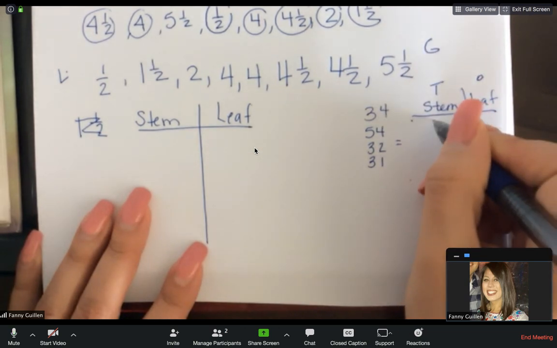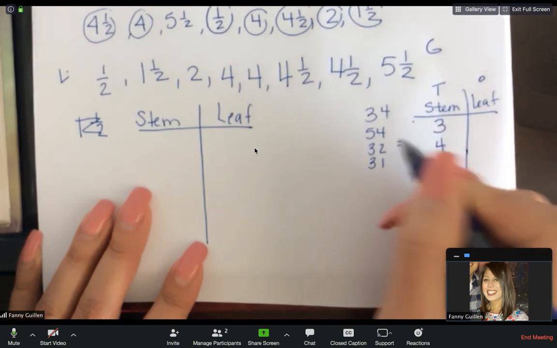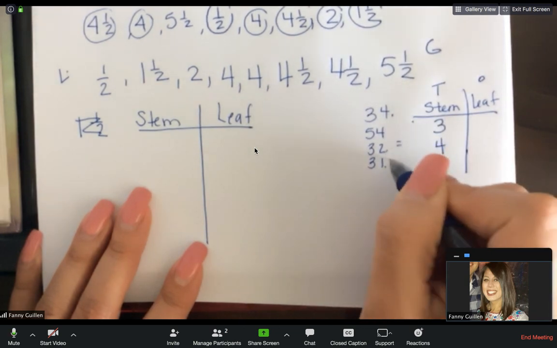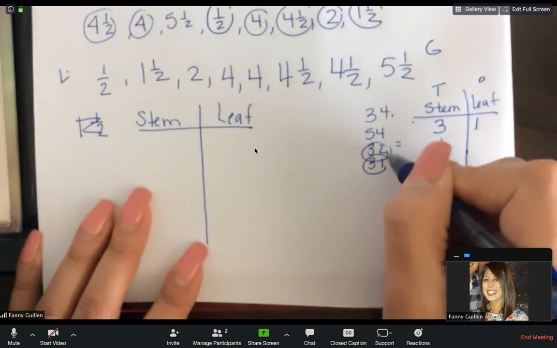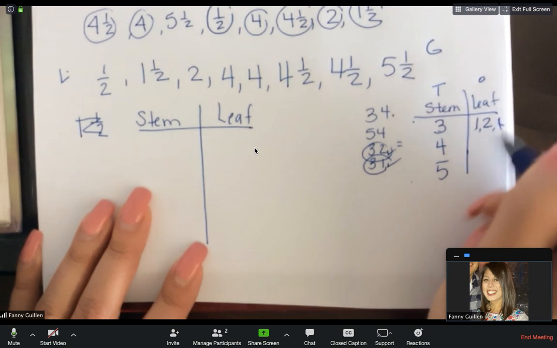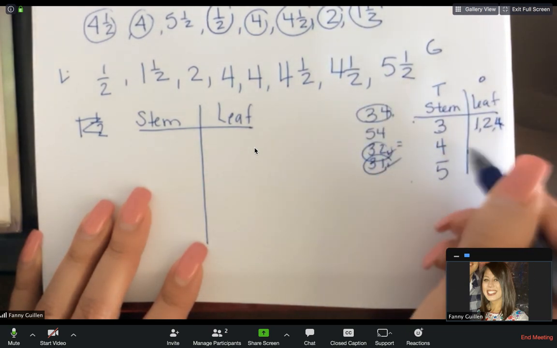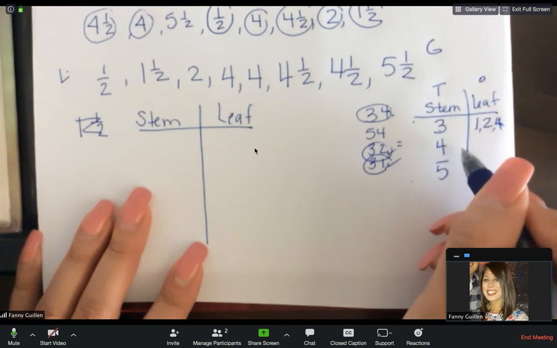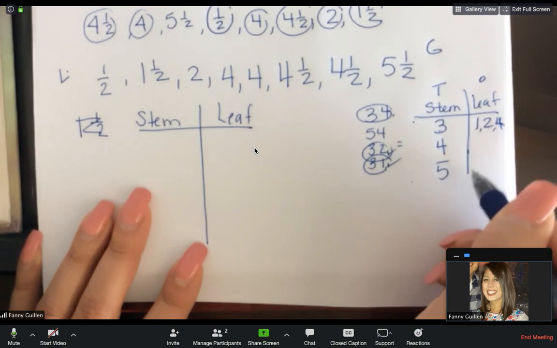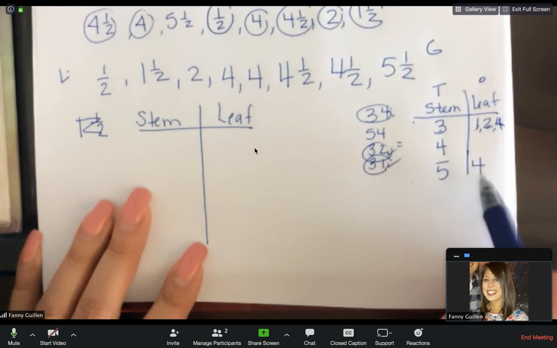So that would be my 3. I don't have a 4, 5. So I have a 34, a 32, and a 31. What's least? 31. Then 32, and then 34, right? And then I would have 54. I have nothing here, so I'm not going to put anything here. I'm not even going to put a 0 because then that would mean I have a 40. So I'm going to leave it blank, but I have a 54. That means I have a 31, 32, and a 34. No 40s, and I have a 54.